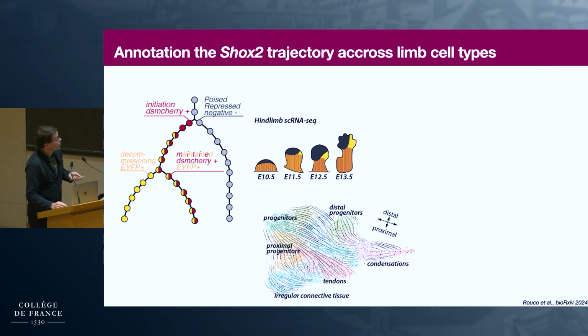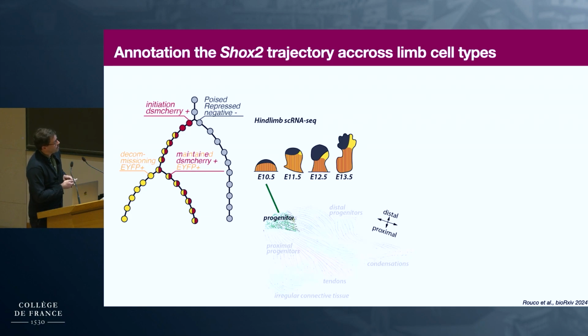So we just went on and looked a bit more in detail. Where are the initiating cells? Where are the maintaining cells? Where are the decommissioned cells? Using a single cell approach at different stages. So in a nutshell, you can see here the progenitor cells of the limb. We find them mostly at 10.5. They can give rise to both the distal part of the limb and the proximal part of the limb.